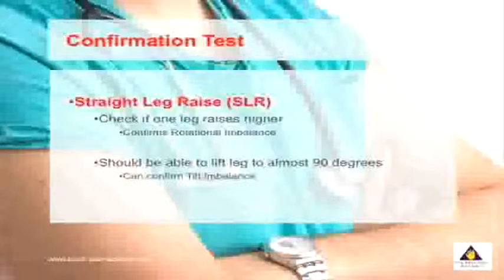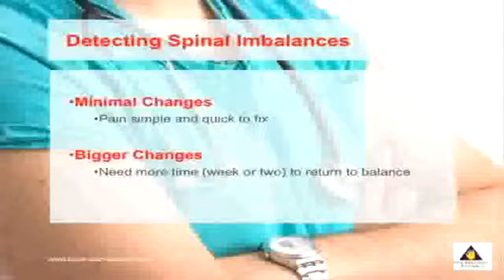Now there are two things that you will note. First, that you may find is you can lift one leg higher than the other side. Now if this is the case, then again it confirms that you have a rotational imbalance. Secondly, people should be able to lift their leg up to almost 90 degrees. Now if you find that you can't lift your leg up to 90 degrees, and if both your legs are similar, then you may have those tilt type imbalances. But these two simple tests indicate that there are imbalances in your spine.